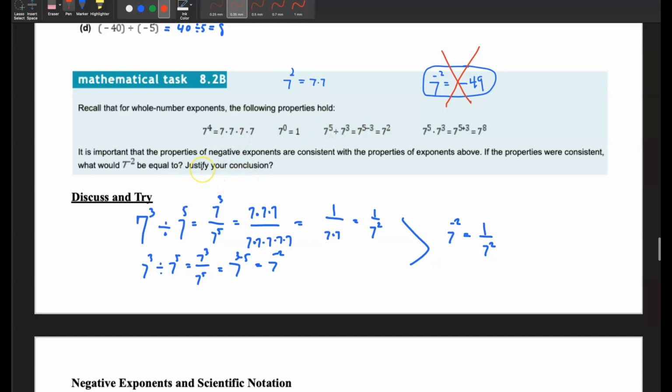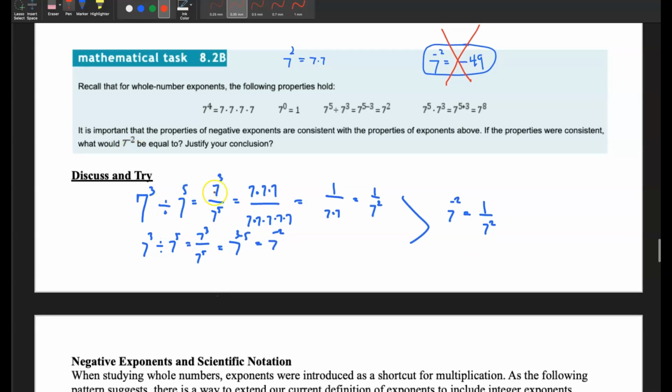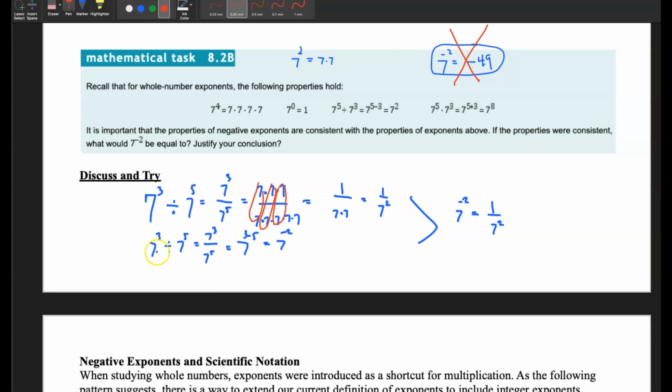Let's think about this idea of 7 to the 3 divided by 7 to the 5, as an example. What would 7 to the -2 be equal to? One way to think about it is 7 times 7 times 7 over 7 times 7 times 7 times 7 times 7, 5 times. When you cancel these out, there are 3 on the top, a one-to-one correspondence, and you're left with 1 over 7 times 7, or 1 over 7 squared.